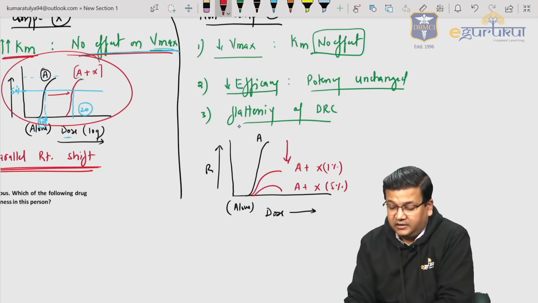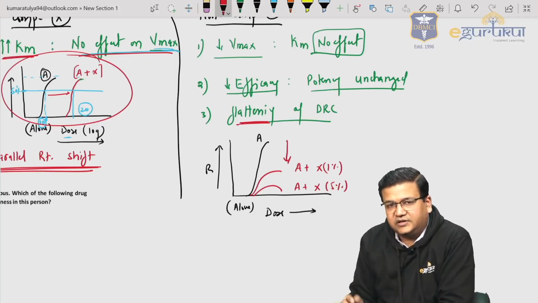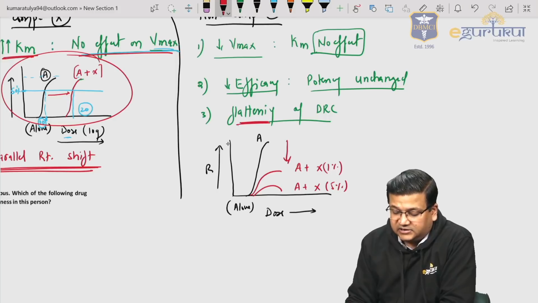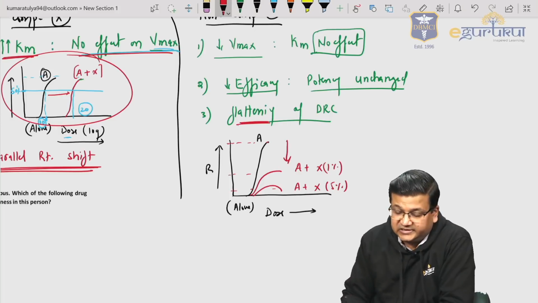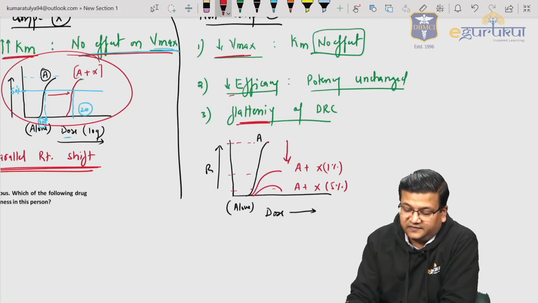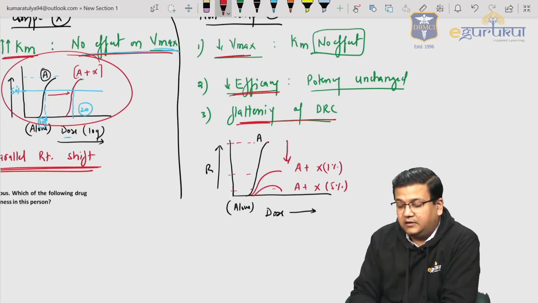That is what we have written, flattening or downward shift in the DRC. Earlier maximum response was, let's say 80%, now maximum response is less. The more X we add, the maximum response decreases. So Vmax is decreasing, efficacy is decreasing, flattening of DRC.